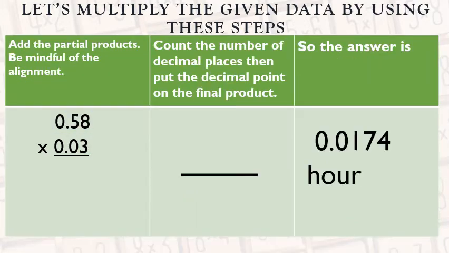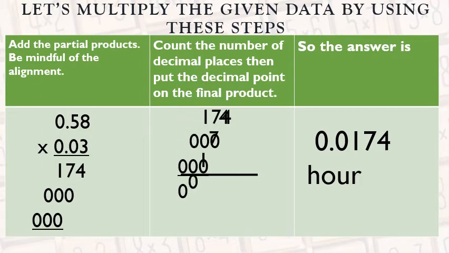Step 4. Add the partial products. Bring down 4, 7 plus 0 is 7, 1 plus 0 plus 0 is 1. Then the rest are zeros. Step 5. Count the number of decimal places, 1, 2, 3, 4, then put the decimal point on the final product. 1, 2, 3, 4. It took Sophia 174 ten-thousandths hour in doing the finishing touches on the apron.